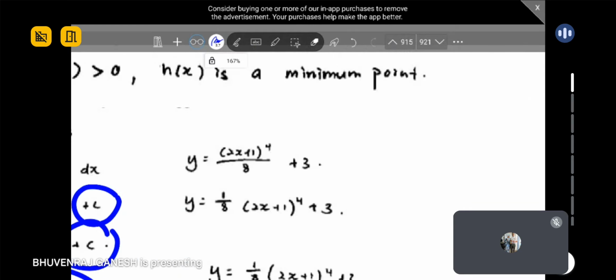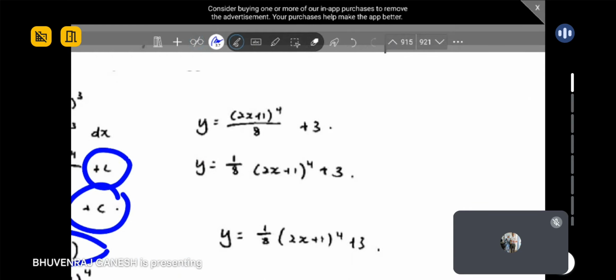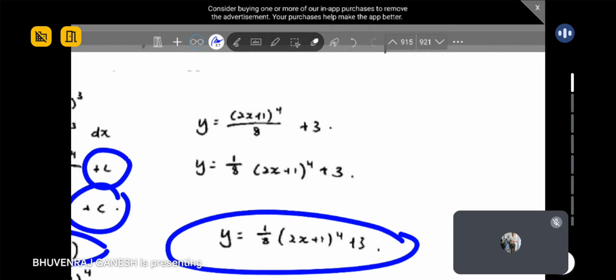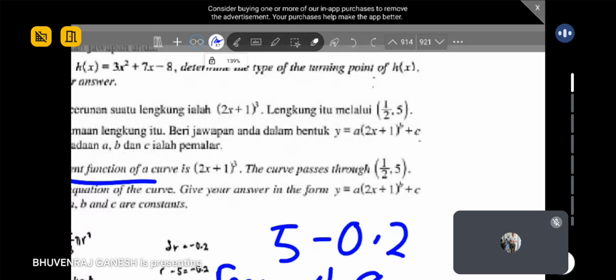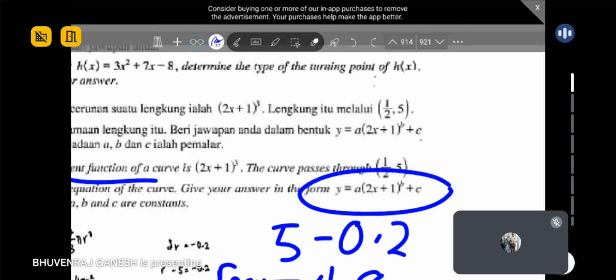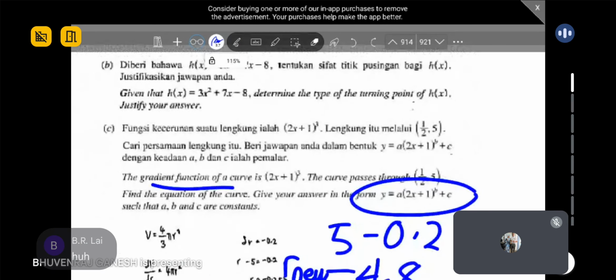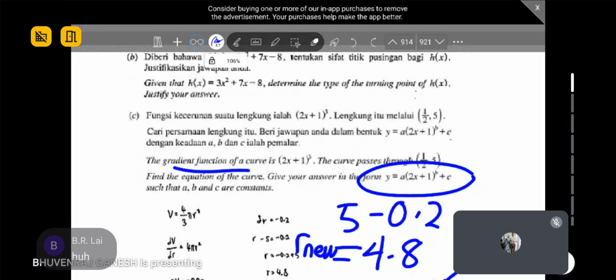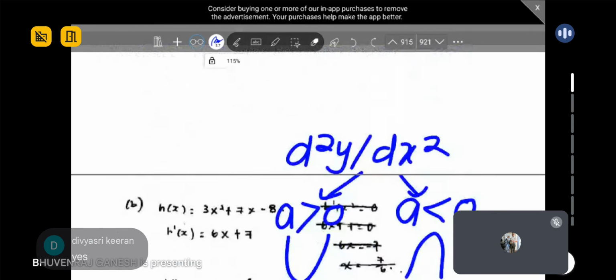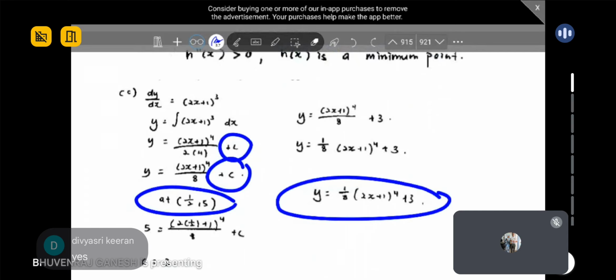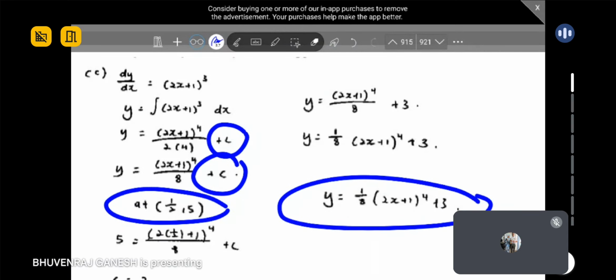Then you just rewrite your equation in the format of the question. Make sure you give your final answer like this. Do you understand question C? Just rearrange your answer like this. You see over here how they rearrange. You just write back your answer like that.